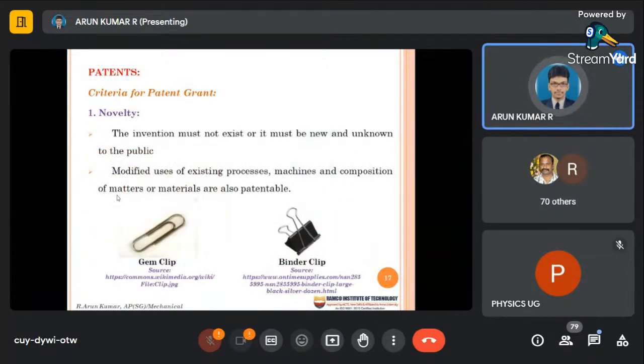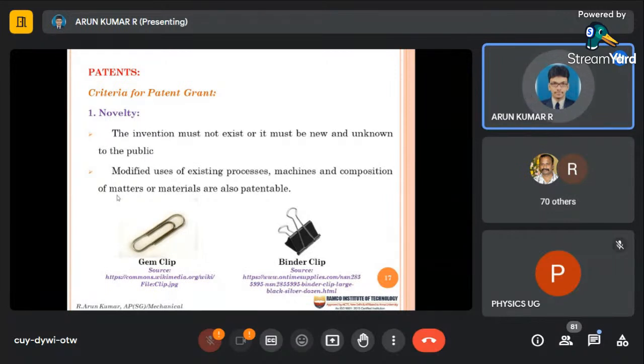So with this small story about the LED stump, we'll move further to those three criteria. Once again, the three criteria are novelty, inventive step, and industrial applicability. Now we will have a deep understanding of each criterion. The first one is novelty. What actually is novelty? Novelty is nothing but that it must be new. It must be unknown to anyone in the world.